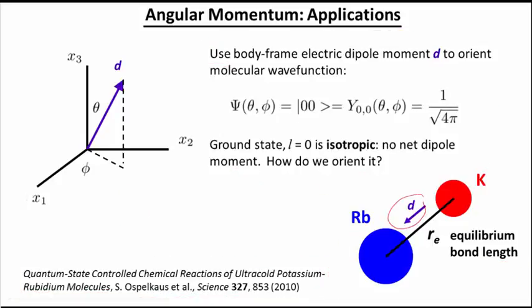Now, we use the dipole moment of the molecule as a convenient reference axis. So we're going to describe the orientation of the molecule with respect to some arbitrarily chosen laboratory frame, the X3 axis laboratory frame. In terms of a given Cartesian frame, we describe the orientation of the molecule by the angle that its dipole moment makes with respect to the various axes.